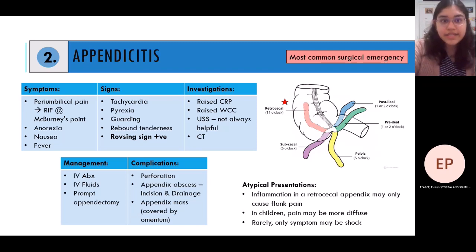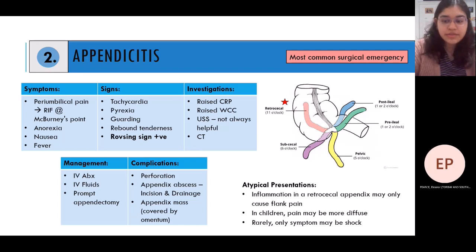So essentially they'll have raised inflammatory markers, and imaging is not always helpful, especially ultrasound, because often the appendix is not visualized, especially retrocecal appendixes, which are actually the most common location of the appendix anyway. So many surgeons, if a patient has a clear history of appendicitis and has clear examinations that would lead you to believe that this is appendicitis, many surgeons will also offer laparoscopic appendicectomies even with normal or inconclusive imaging.